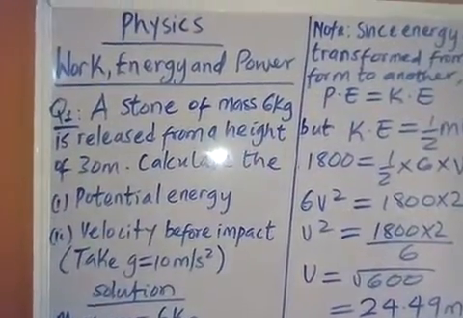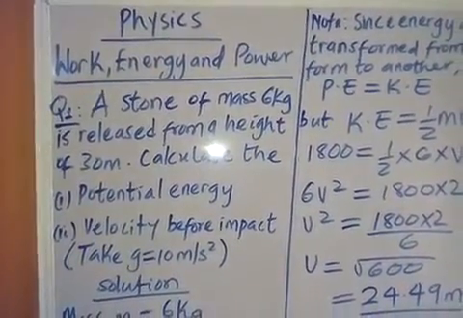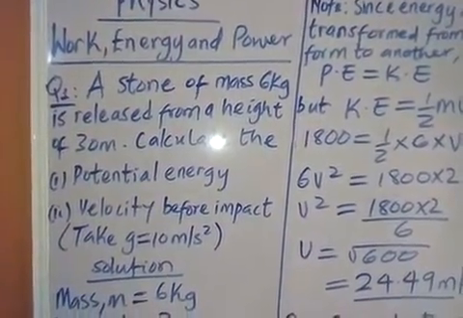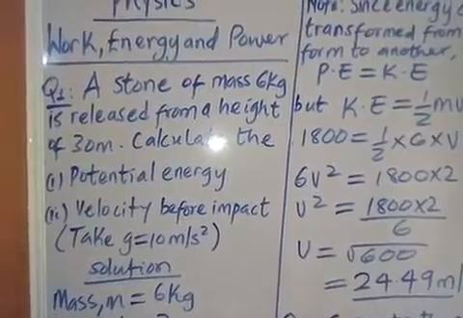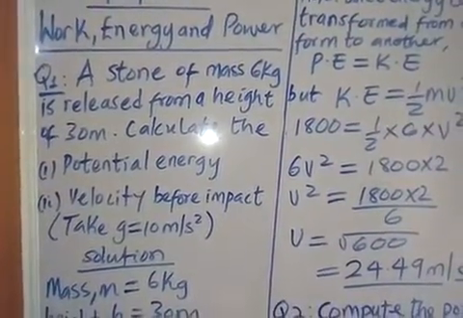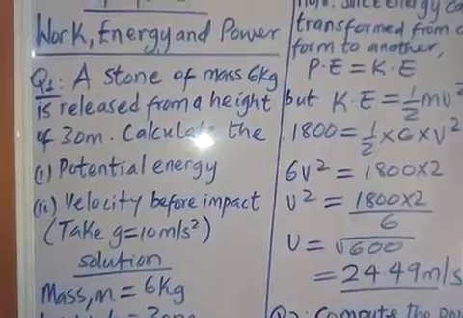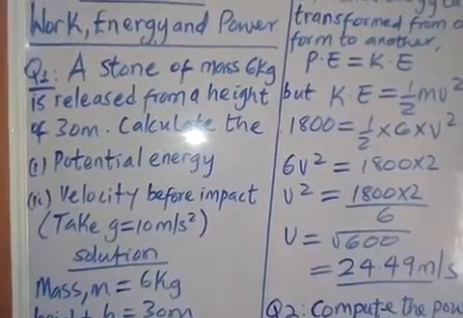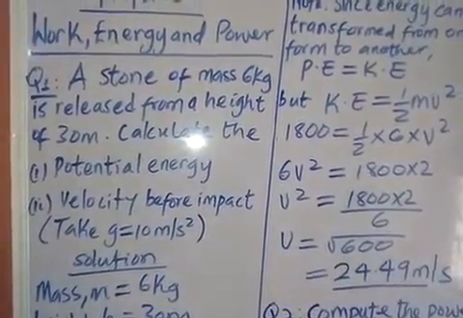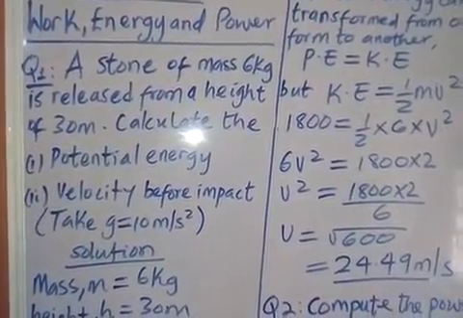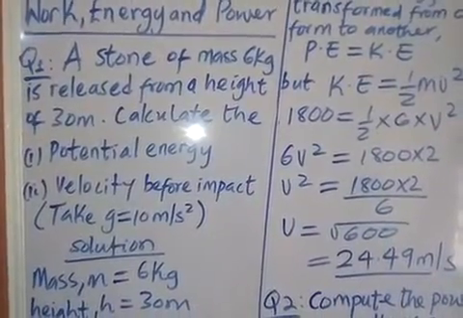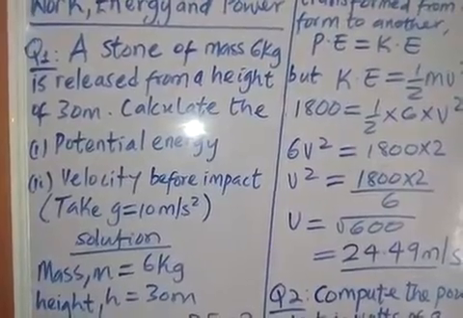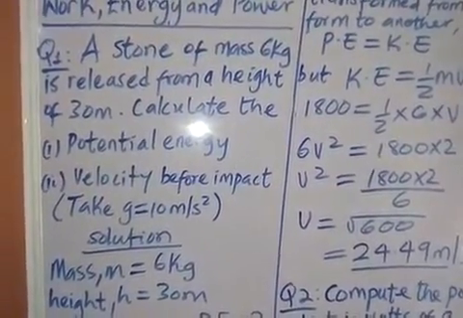Okay, class, we continue our topic of discussion under work, energy, and power with some questions to be solved here. We have the first question that says a stone of mass 6 kg is released from a height of 30 meters. Calculate one, potential energy, two, velocity before impact. We're asked to take g equals 10 meters per second squared.